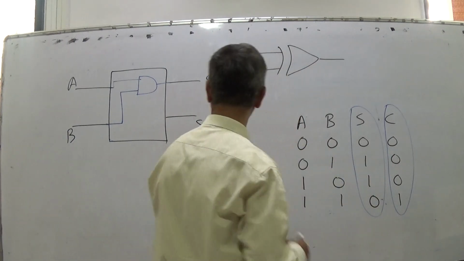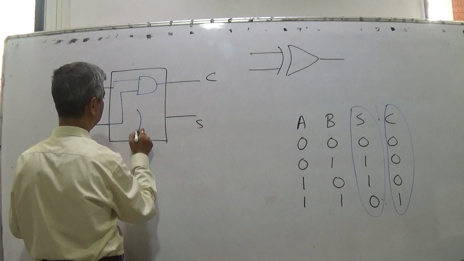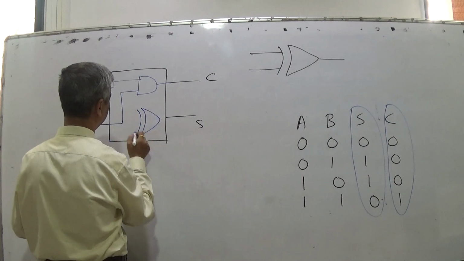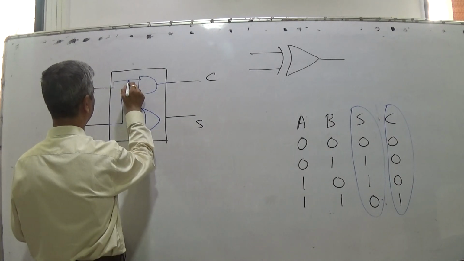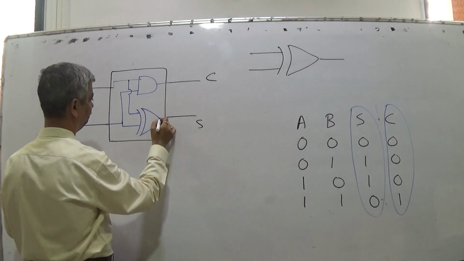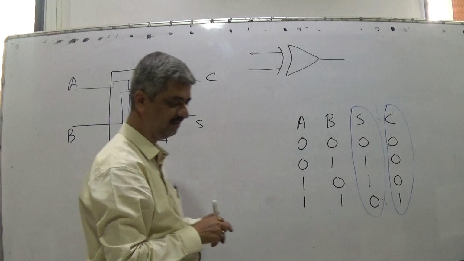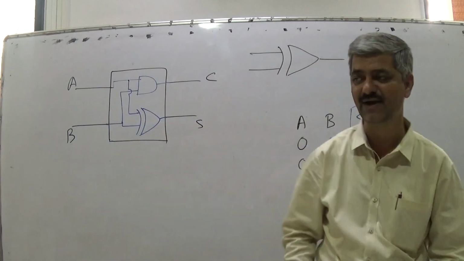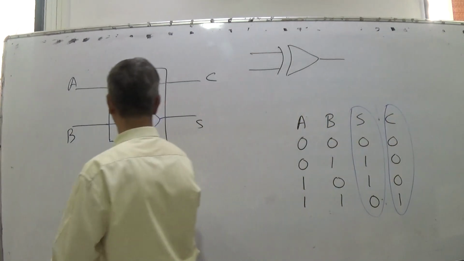So you simply put one XOR gate here, and XORing of the inputs will give me the sum. This is called a half adder.